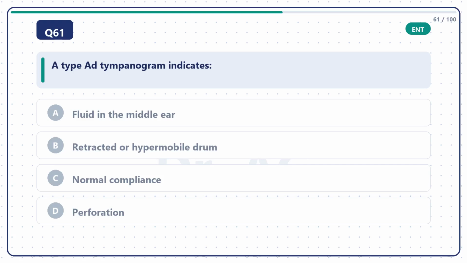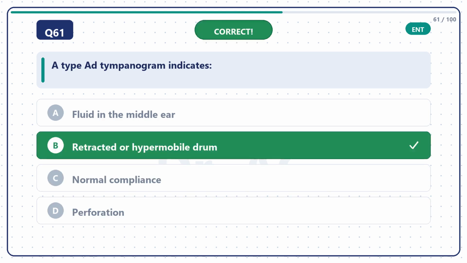Question 61. A type AD tympanogram indicates. Option A. Fluid in the middle ear. Option B. Retracted or hypermobile drum. Option C. Normal compliance. Option D. Perforation. The correct answer is option B.